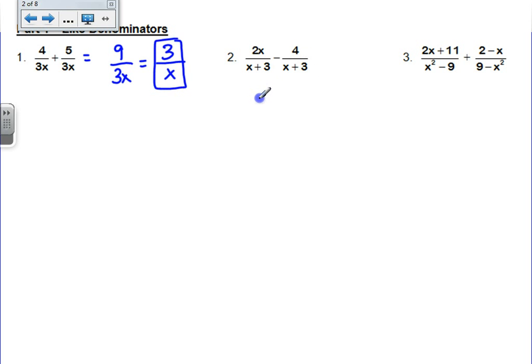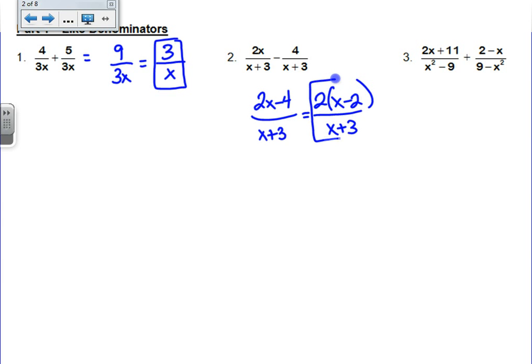Similarly on number 2, you already have common denominators, so if we just combine the numerators and rewrite it over the common denominator. Now technically this is the final answer, but we can have a factor of 2 that you can take out. And I would prefer you to factor everything that you possibly can as you do these problems.